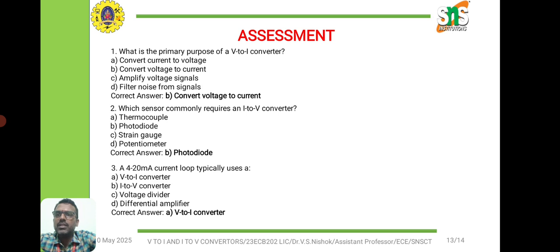What is the purpose of the V2I converter? To convert voltage to current. Which sensor commonly requires an I2V converter? Photodiode is the right answer. A current loop typically uses a voltage to current converter, which we have seen in the applications.